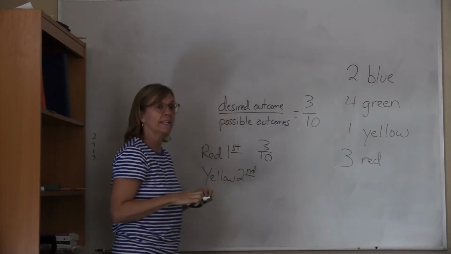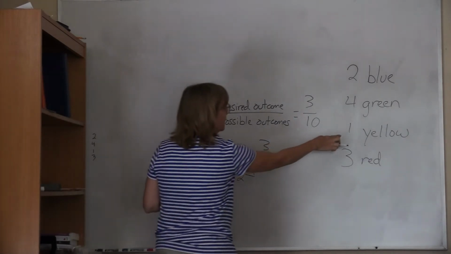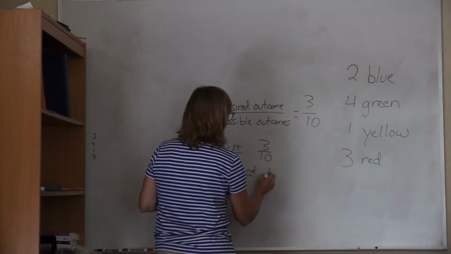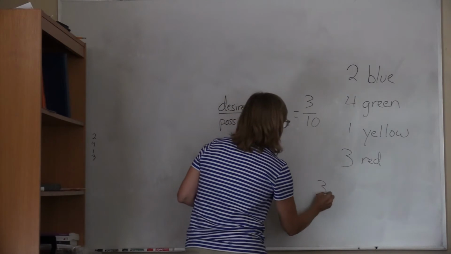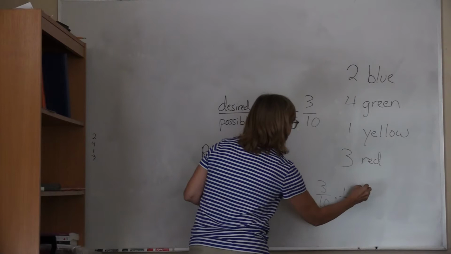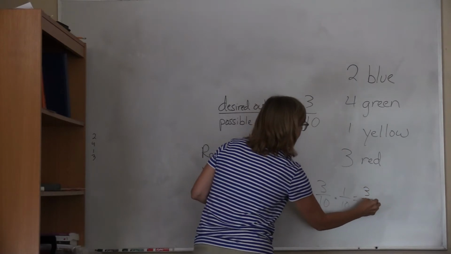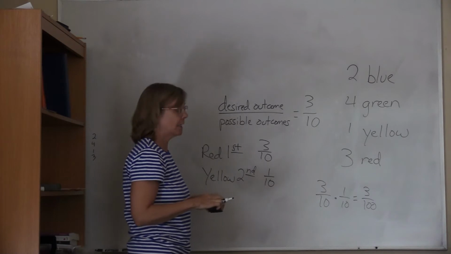Okay? Let's suppose if they say with replacement, then what's my chance on yellow? I have a 1 out of 10 possibility with replacement. So it would be 3/10 times 1/10, which is, I have a 3 out of 100 possibility that it's going to work out that way, okay?